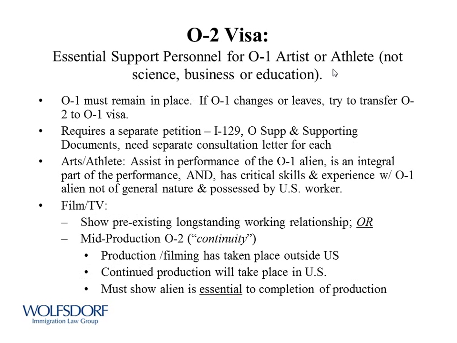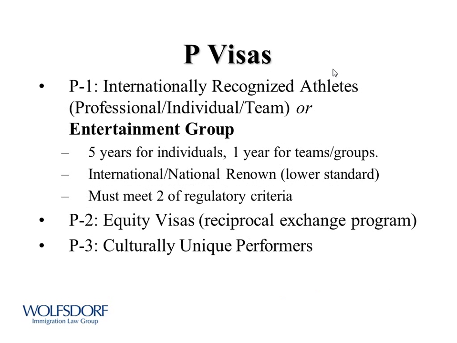You have this long-standing relationship, or half of the movie was filmed in Spain, and for continuity purposes, you're in the middle of filming, all this money and time, everything's taken place. The production is going to finish taking place in the U.S., so you need to bring over all of those exact same people for the continuity of the film. And you have to show that these people are essential, and for the most part, they're actually quite good about recognizing this. So that kind of concludes the O visas.